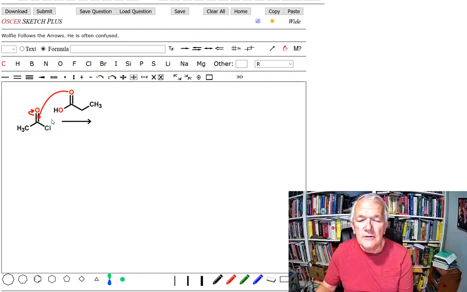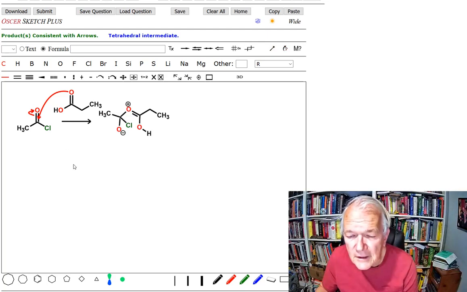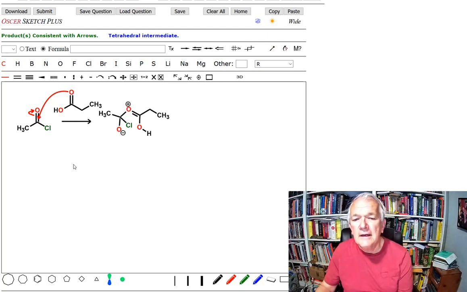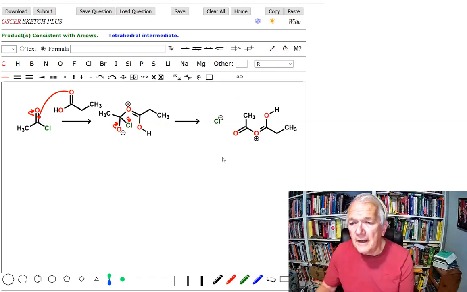This will give us our first intermediate, and then again the same thing is going to happen, is that the oxygen is going to come back, kick out that chloride, and give us our protonated product. And now again we need a base to pull this off.